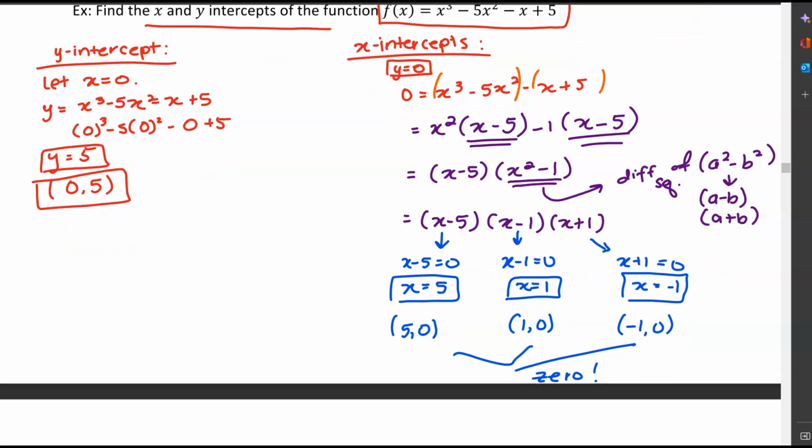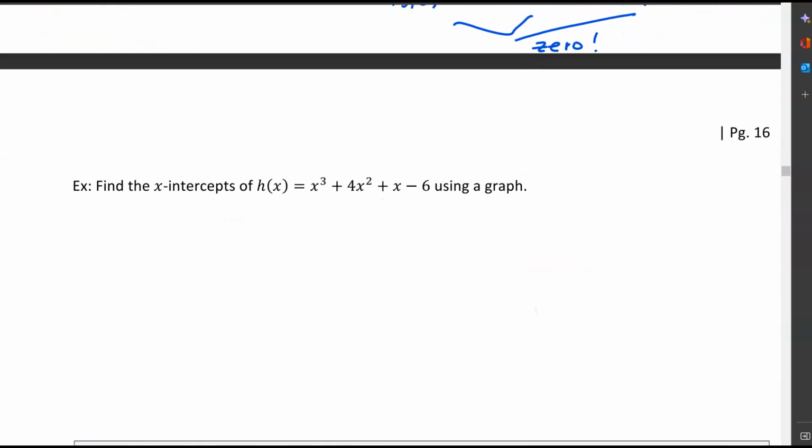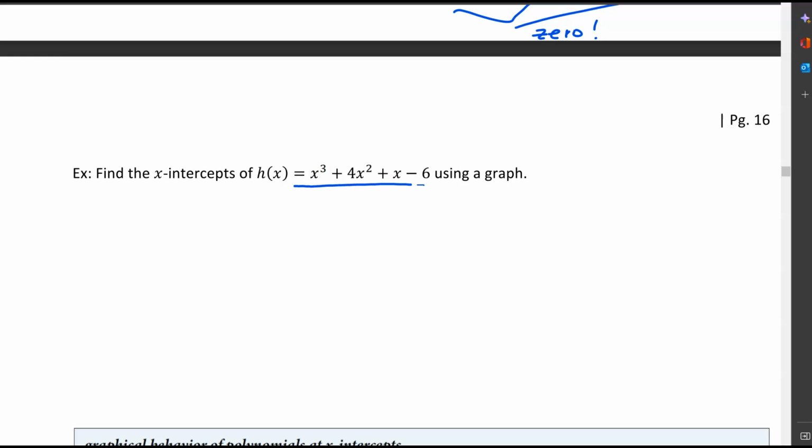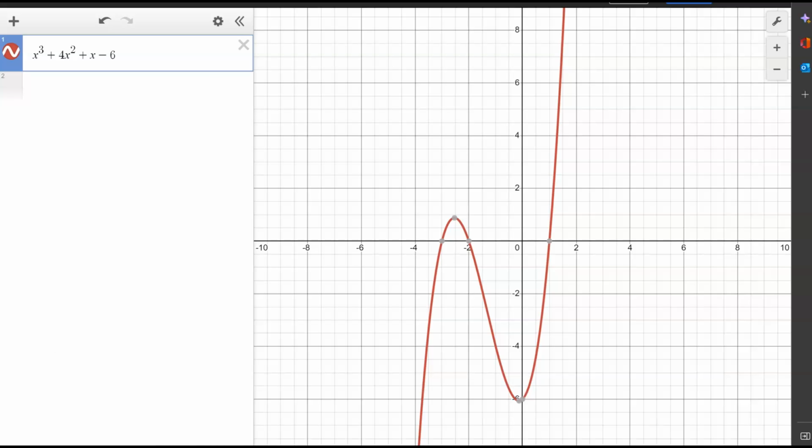All right, let's look at finding the x-intercepts of this function using a graph. We're going to use the Desmos graphing calculator. I already plugged in our equation, x cubed plus 4x squared plus x minus 6, and so we have this graph here.